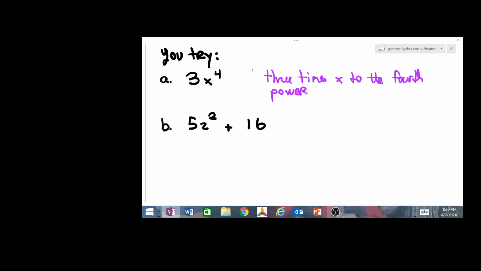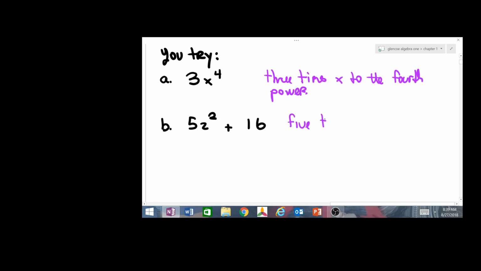How about example B? Example B. John, is your hand up? You're not sure. You're just stretching. Okay, that's fine. Anybody want to try that one? Was your hand up? No. Avery, go.